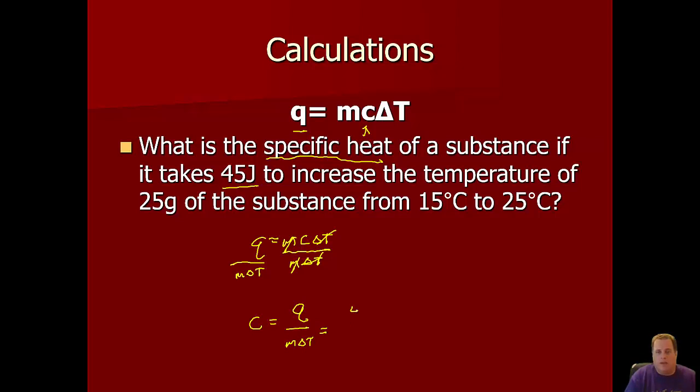So I've got my Q value of 45 joules, my mass of 25 grams, and my delta T, which is 25 minus 15. We end up with a value of 0.18. Note, none of these units cancel, so we're left with units we would expect for specific heat: joules per gram degrees Celsius. And that's the basic application of the Q equals MC delta T equation.